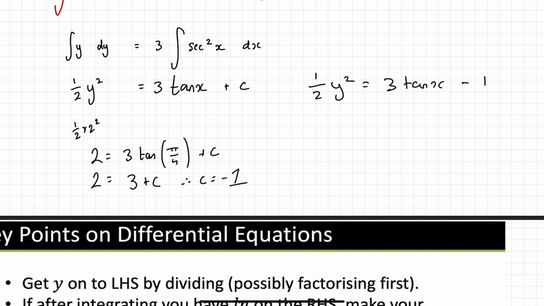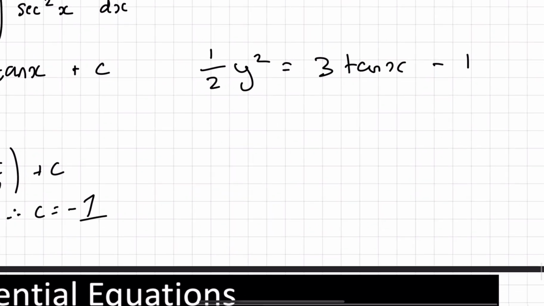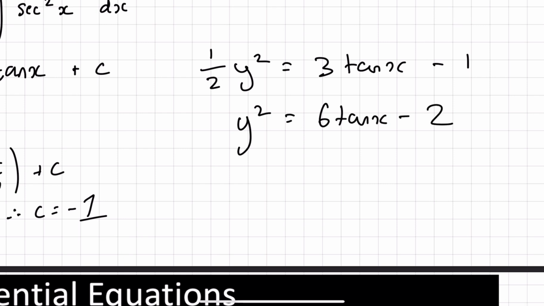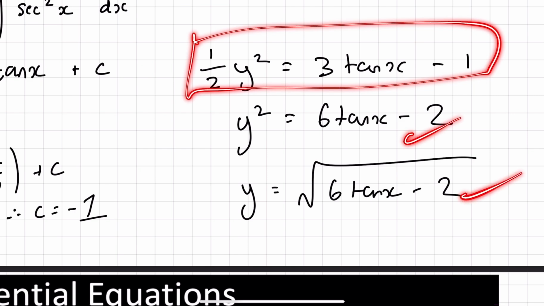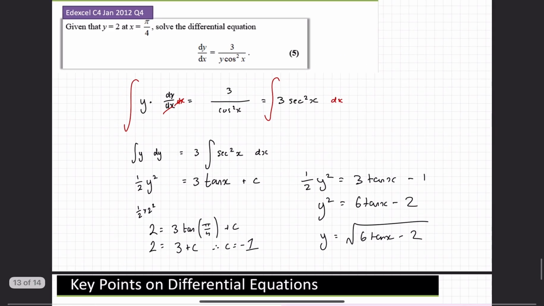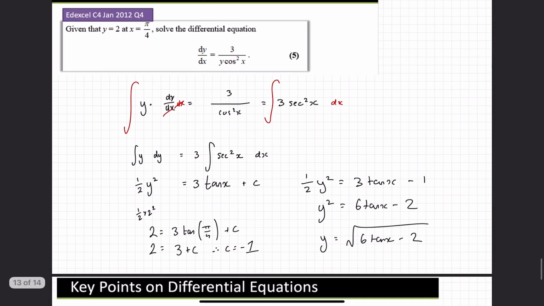Oh, it's just solving it. Yeah. Or equivalent in the mark scheme. So I guess we can do y squared equals 6 tan x minus 2. That's fine as well. Would I go as far as the square root of it? I guess that's okay. Yep, fine. That's what I've got in the mark scheme. That's fine. Fantastic. Yeah, cool. And there you are.